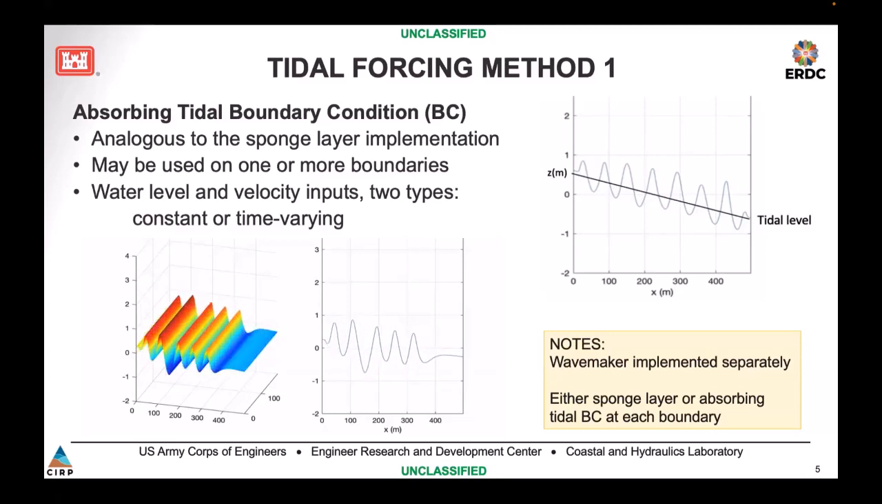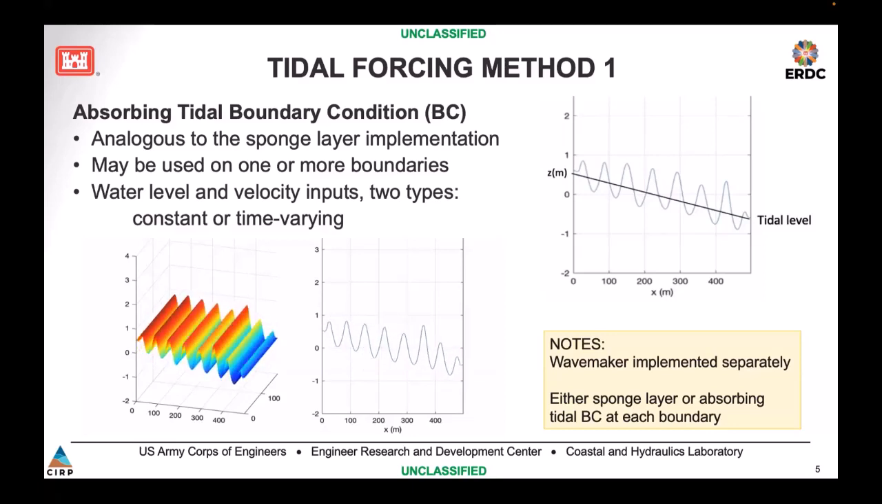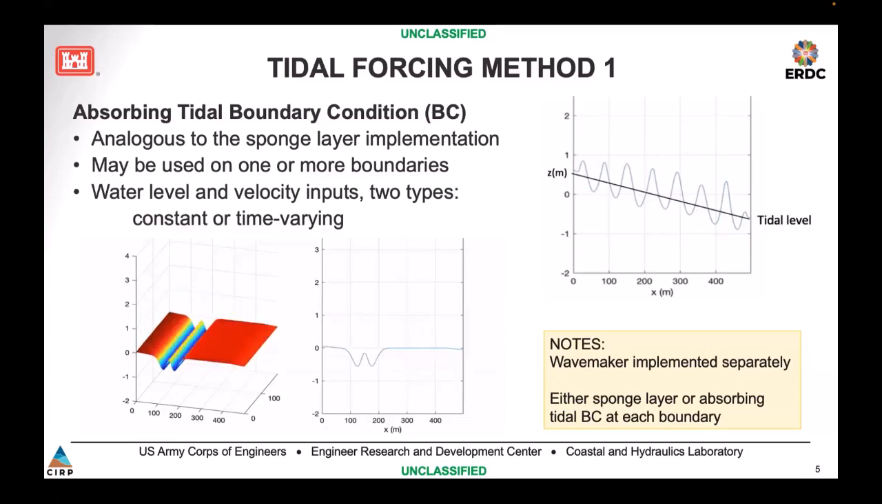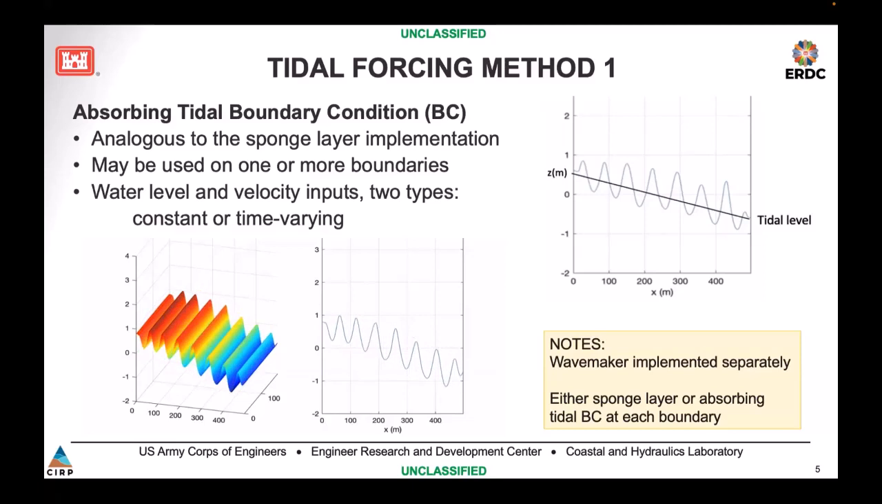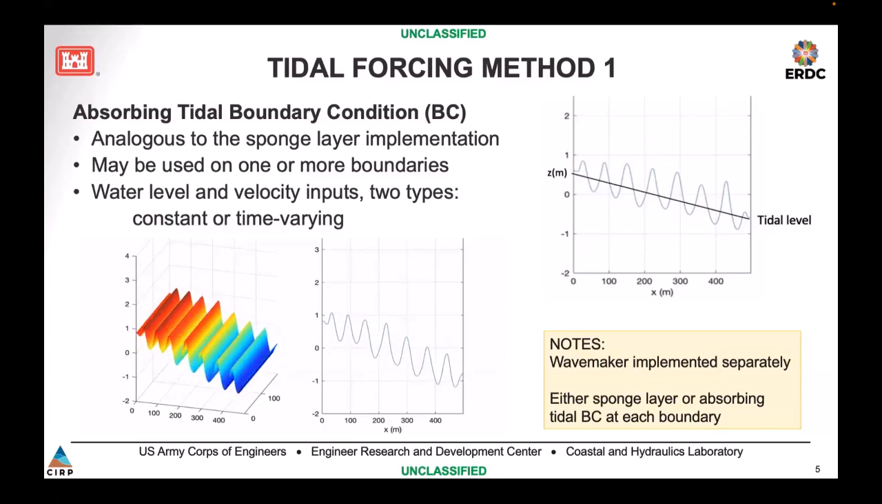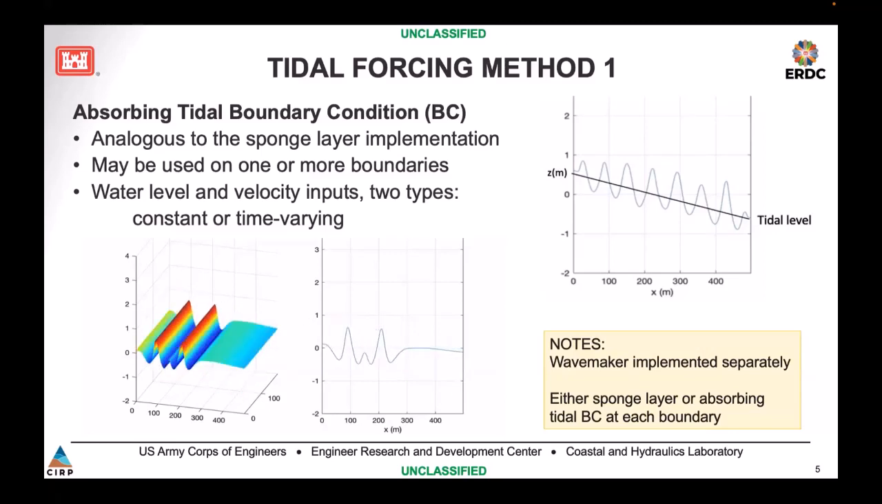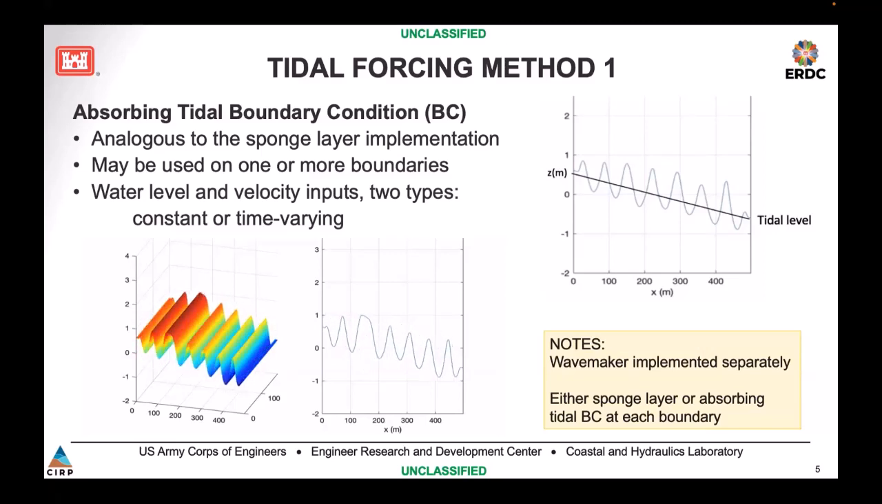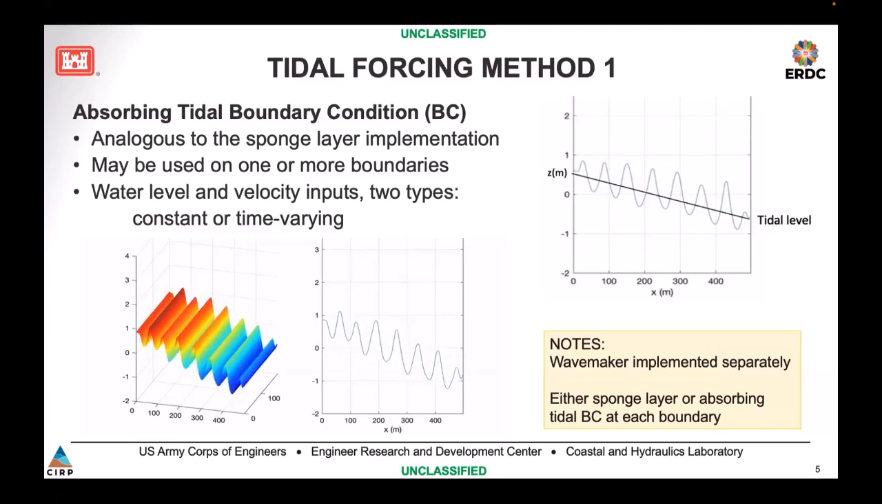So I'm using dampening and absorbing interchangeably. In the case of a sponge layer, it's absorbing or dampening the waves before they reach the boundary, whereas the tidal BC is absorbing any incoming waves, such as to satisfy the boundary conditions. This boundary could be applied at one or more boundaries. And as mentioned before, there's several types of input. I also note that I use the word tidal a lot, but this time variant input will also include storm surge data. So we can also model storm surge input.